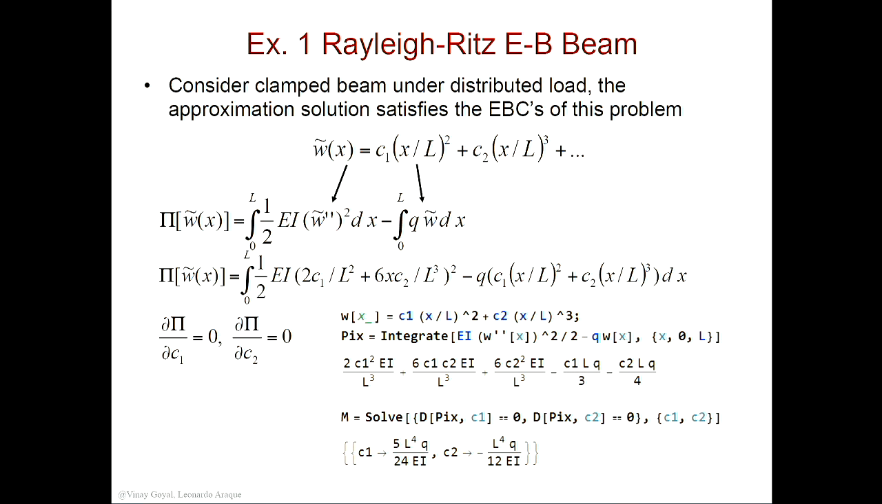I did this in Mathematica in a couple of steps. I put in W, integrated the function, then solved the two-by-two linear system of equations, and I got the values of C1 and C2. I'll show you how to do it. If you want to follow along, you can follow in Mathematica.